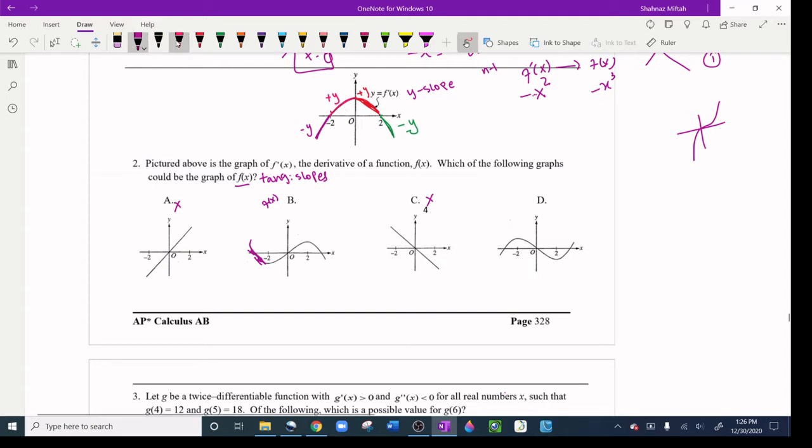So let's try the other one, negative 2 to 0. This is negative 2 to 0. When I draw tangent lines over here, it's going to give me positive y values. And for negative 2 to 0, I do have positive y values, so it's good.